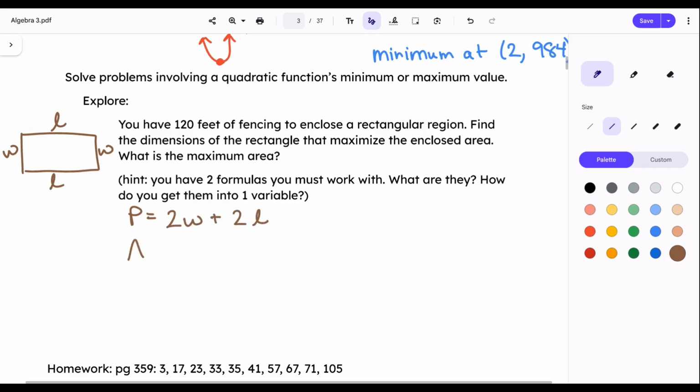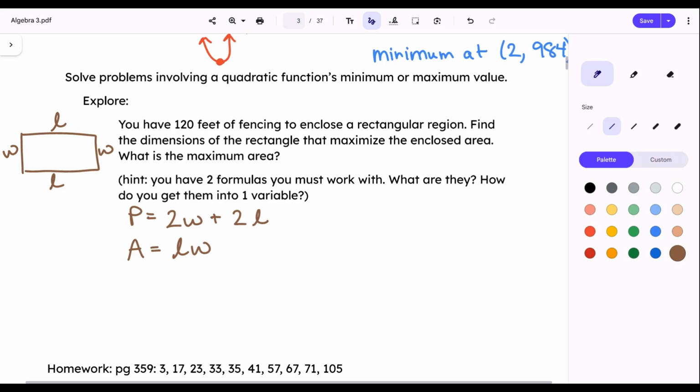And how do you find the area of a rectangle? Length times width. Okay, so these are my two formulas that I'm working with. But I need them to kind of connect. I don't want them to be totally opposite of each other. So what I'm going to do is rewrite that first equation because I know what the perimeter is, because they're telling me how much fencing I have.